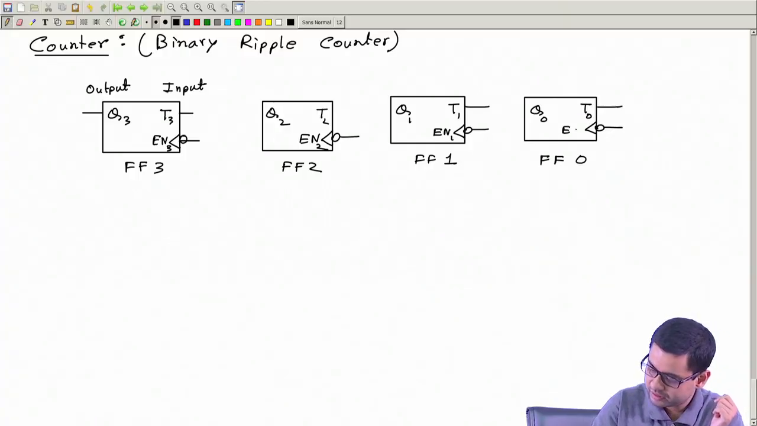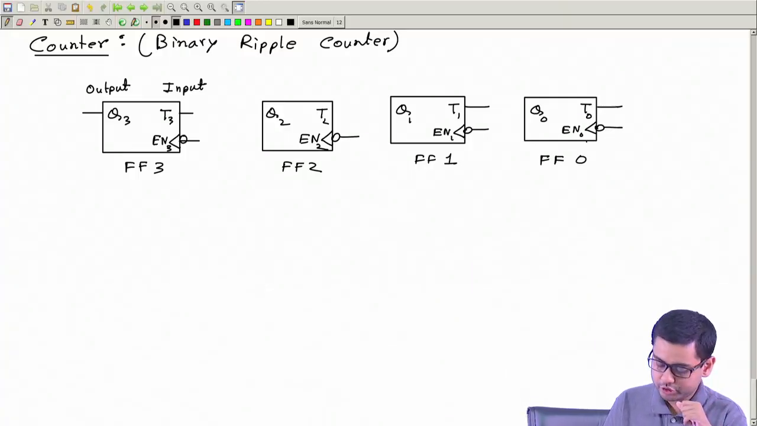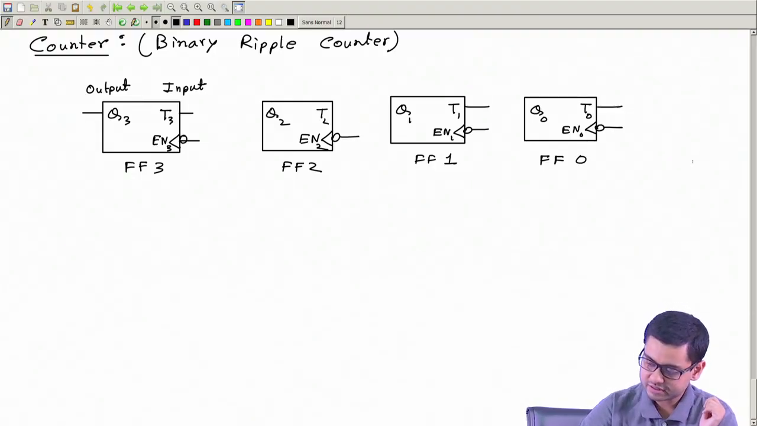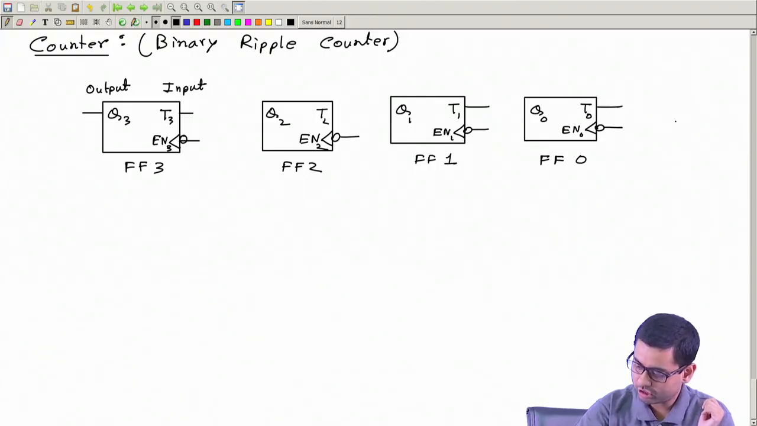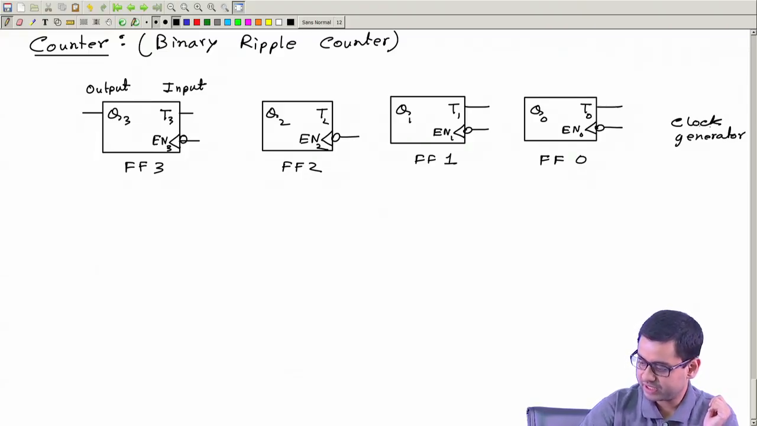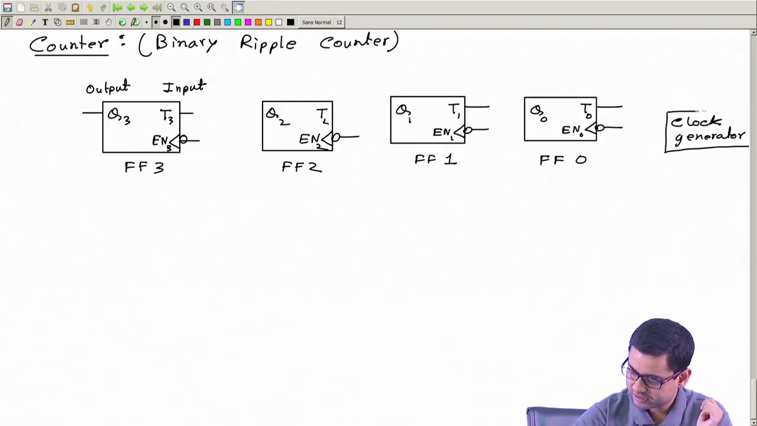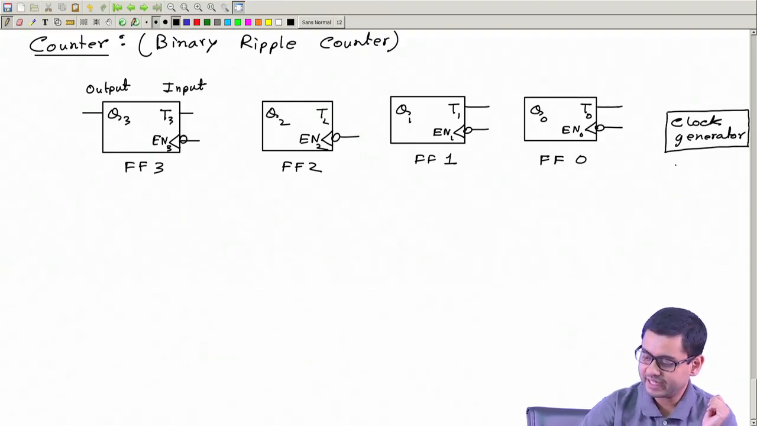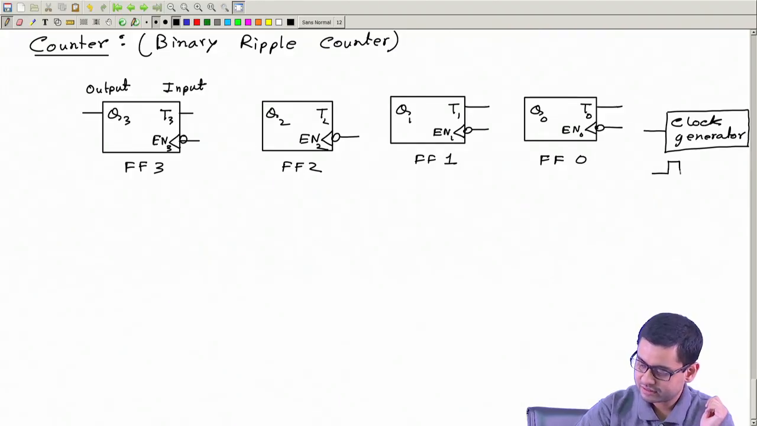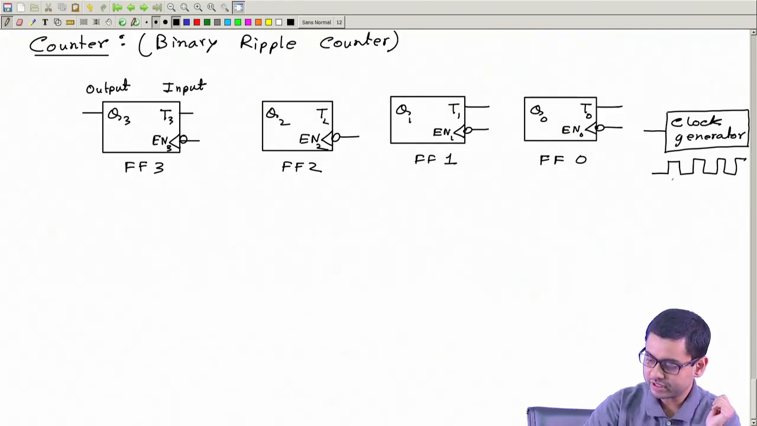Now what I will do, I will say take a clock generator. It can be a crystal oscillator or whatever it is. What is a clock generator? It generates a square wave continuously. Okay, so this is its output. So the clock generator generates a clock signal continuously with the same period or same frequency.